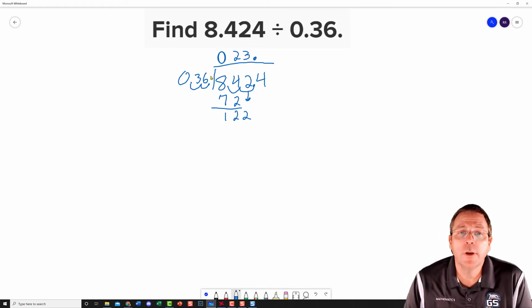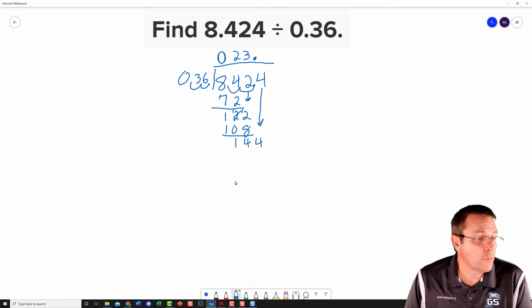I'm going to put in 3. 3 times 6 is going to be 18. 3 times 3 is going to be 9, plus 1 from the 18 makes it 10. And when you subtract that out, we're going to do some borrowing. That becomes a 4 and a 1. We have 14 left over. And now that 4 comes down, giving me 144.